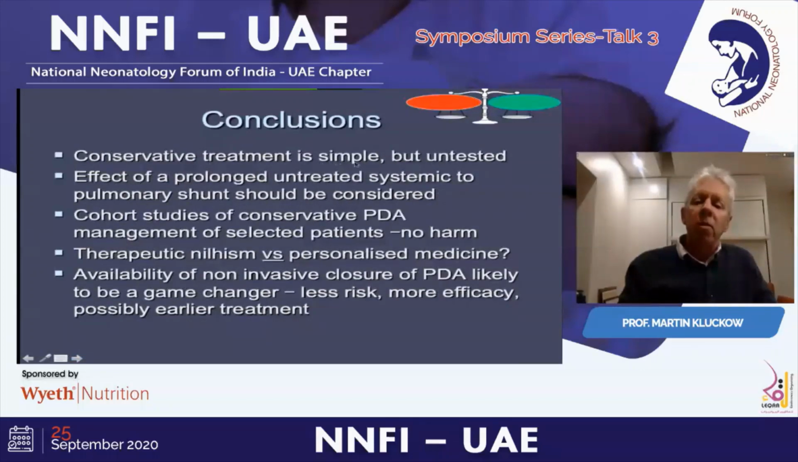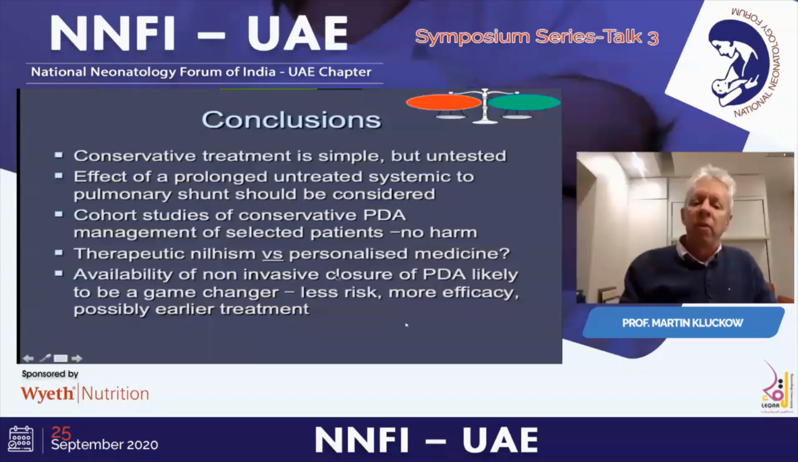Conservative treatment is simple, but it's untested, and the effect of a prolonged untreated systemic to pulmonary shunt should be carefully considered. Cohort studies of conservative PDA management of selected patients have not shown harm, however, except for possibly some increased death rates in the first week of life. We've got this tension at the moment between groups who are interested in therapeutic nihilism versus groups such as ourselves who are trying to develop more sophisticated ways to personalise treatment into our babies.